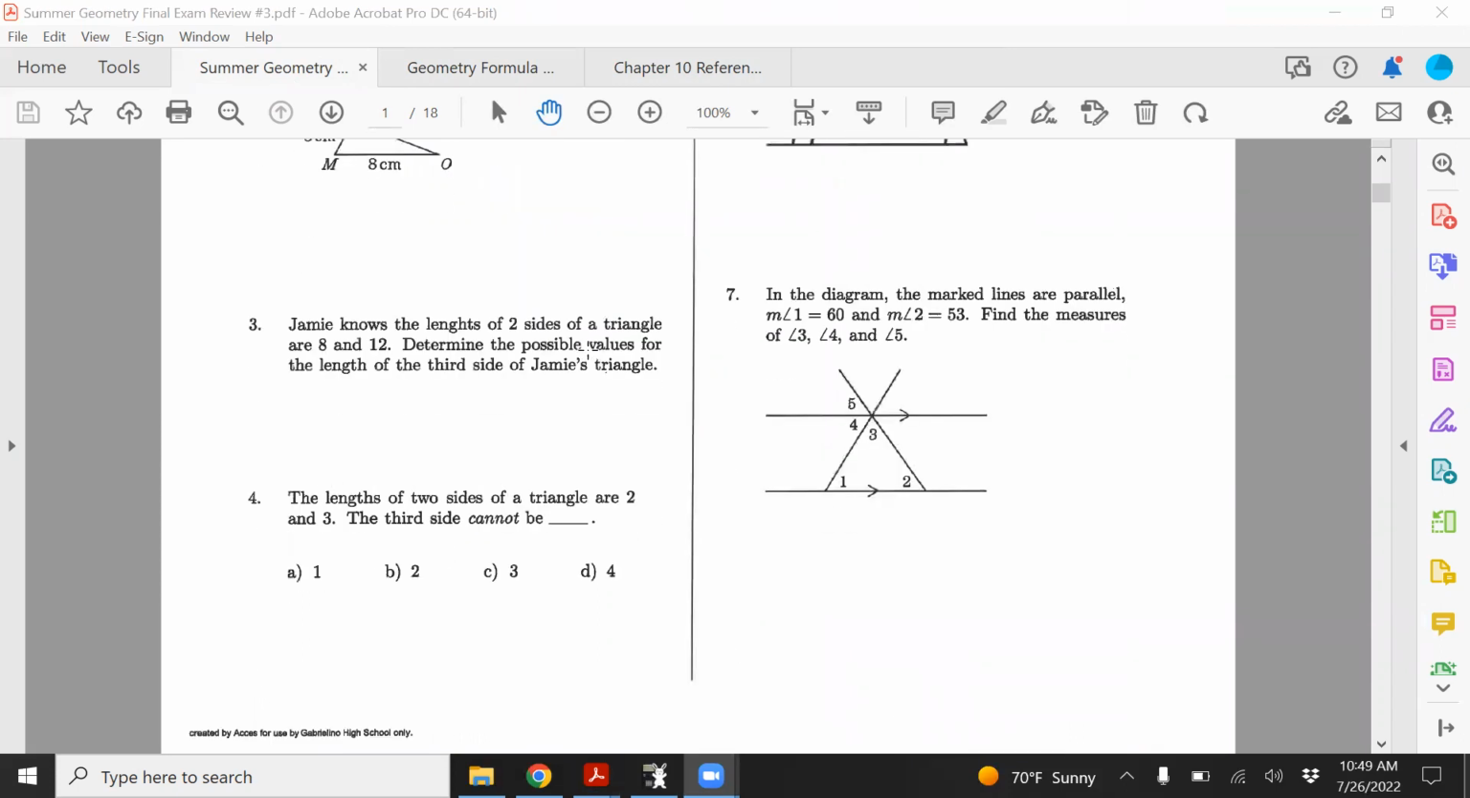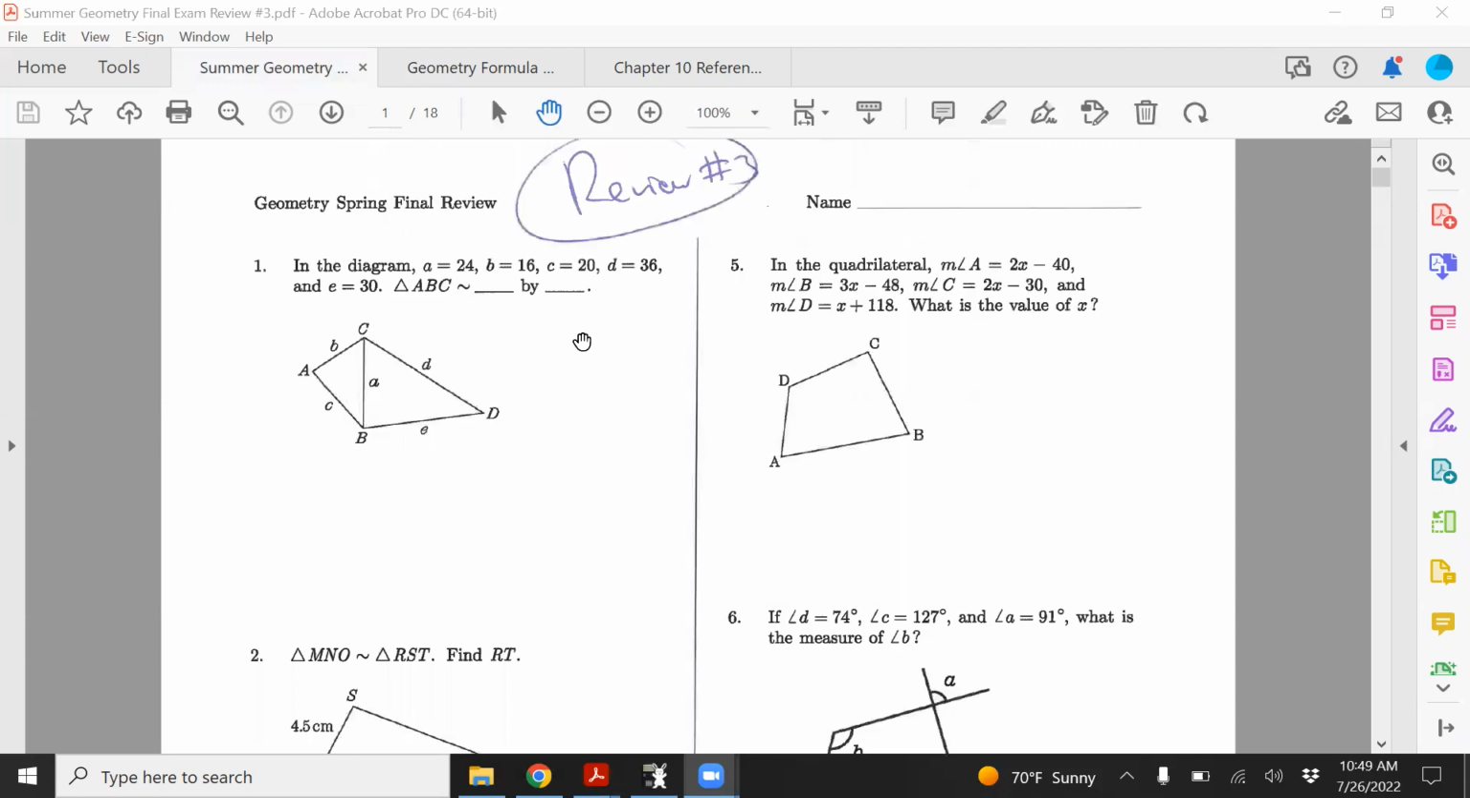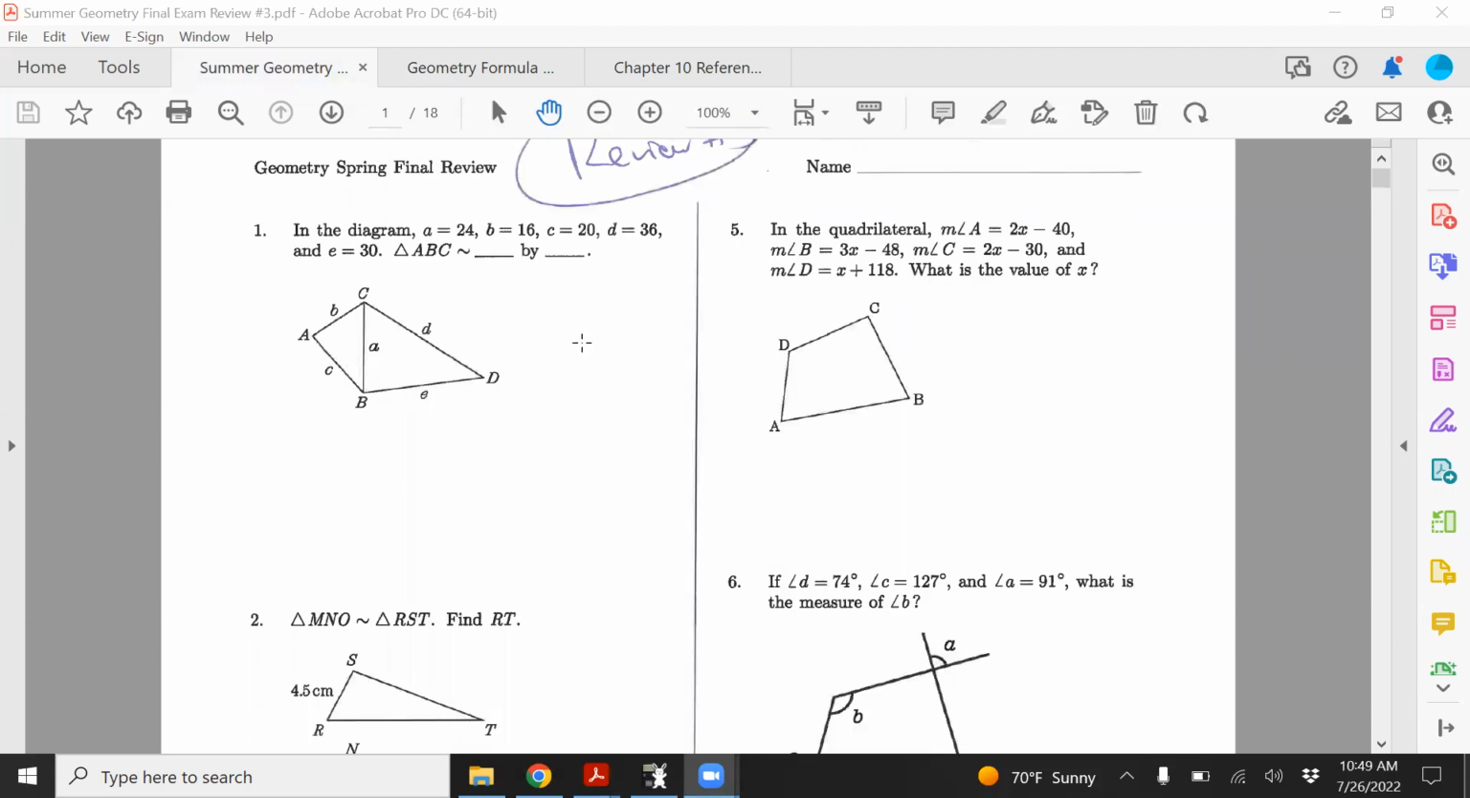So we've already done similar triangles. Let's take a look at number 5. We're just going to jump around a little bit. Quadrilateral. What do all the angles have to add up to in a quadrilateral? We know the triangle is 180. What about quadrilateral? 360, right? So all 4 of these have to add to 360. That's all you gotta do.